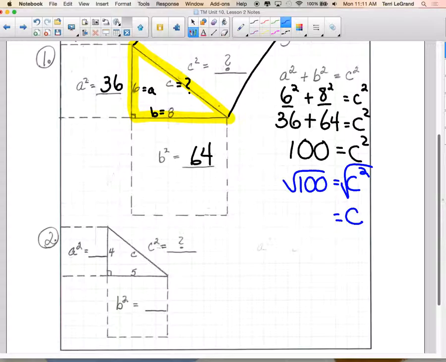And what's the square root of 100? 10. But there's also another square root, isn't there? What's the other square root of 100? You already forgot? Okay, go look at another page somewhere. No, 10 is the square root of 100. What's the other one? Negative 10. But can we have a triangle with a negative 10 side length? No. So in this case, it only makes sense that we use the positive 10.